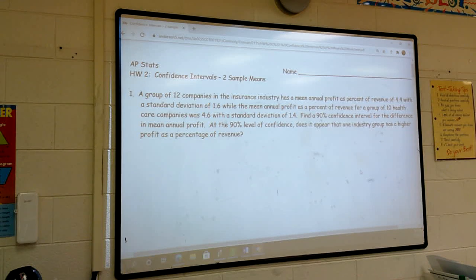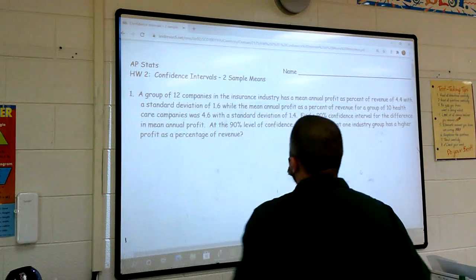The problem says a group of 12 companies in the insurance industry has a mean annual profit as a percent of revenue of 4.4. So that's how much revenue they get. That's 4.4% with a standard deviation of 1.6, while the mean annual profit as a percent of revenue for a group of 10 healthcare companies was 4.6 with a standard deviation of 1.4. Okay. Find a 90% confidence interval for the difference in their mean annual profit.